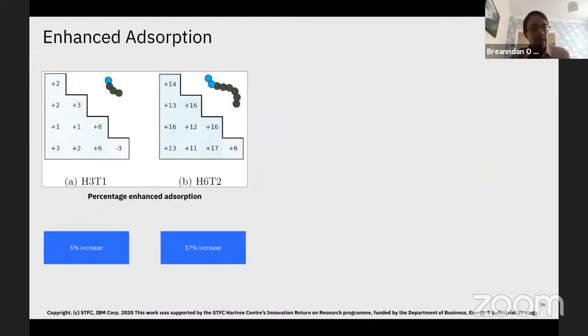So here in this slide, we show for each of the 10 disordered surfaces the percentage increase in the number of molecules per surface area that we observe to be adsorbed in the simulation relative to this theoretical prediction. And we can see as well that for the longer H6T2 we see considerably more enhancement or amplification of this increase relative to the shorter H3T1.